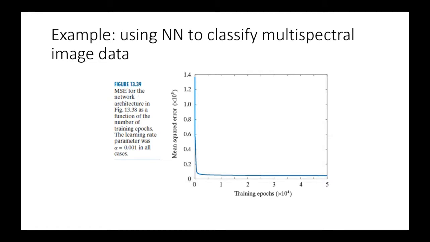This is the mean squared error of the network with respect to the training epochs. It converged really fast to a good value, more or less 0.08 or 0.1 for the mean squared error.